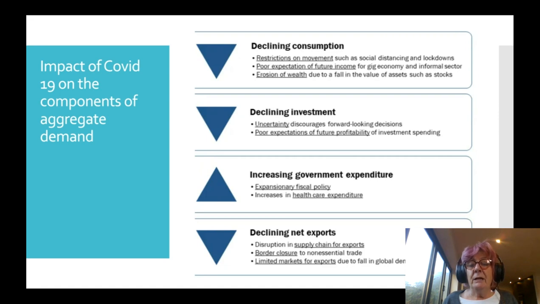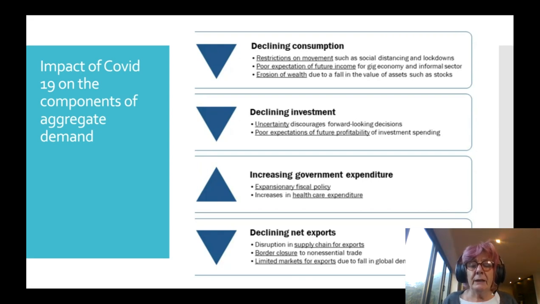The part of aggregate demand that has increased is government spending. In nearly all countries, governments are spending a huge amount of money. In the UK, it's billions on things like welfare payments, on supporting businesses, on healthcare, on all kinds of things to try to keep the economy going and to try to look after their citizens. And it's not just in the UK, that's happening in many countries across the world.